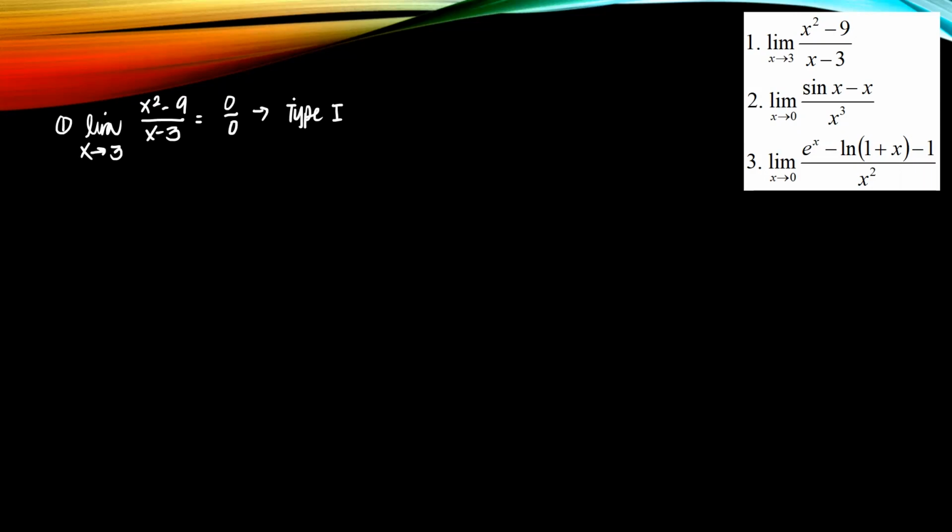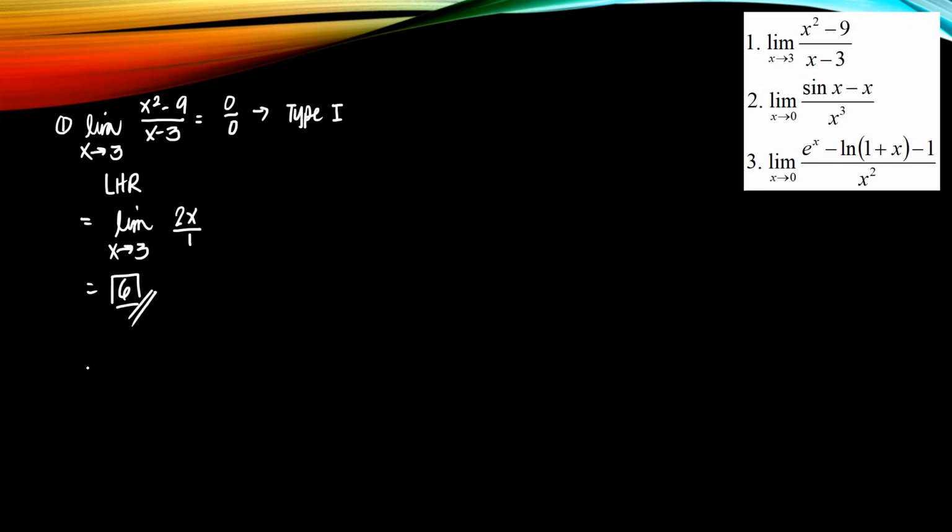However, I'll show here that we can apply another technique, which is what you call L'Hopital's rule. According to L'Hopital's rule, we still keep the limit, but then we get the derivative of the top. What's the derivative of the top, guys? 2x. The bottom is 1, right? Therefore, when we apply, that means the limit is 6.